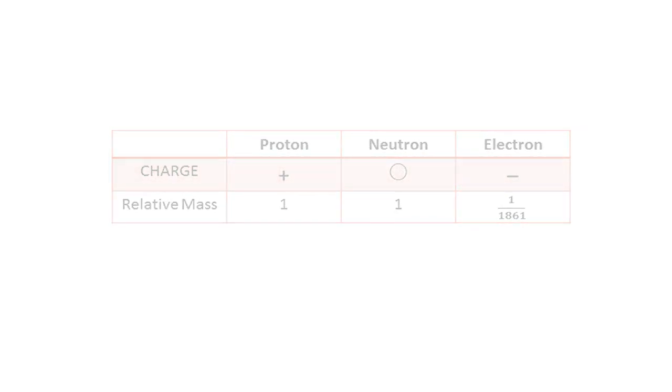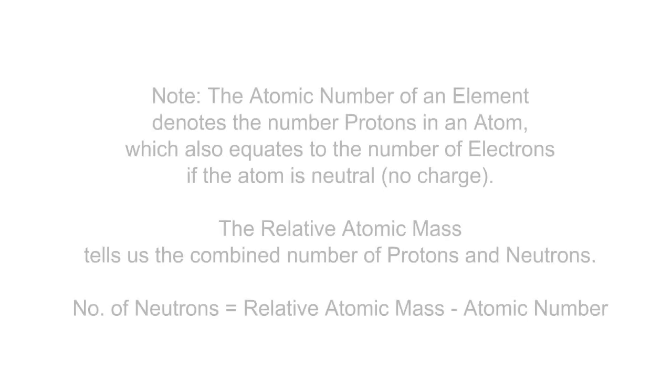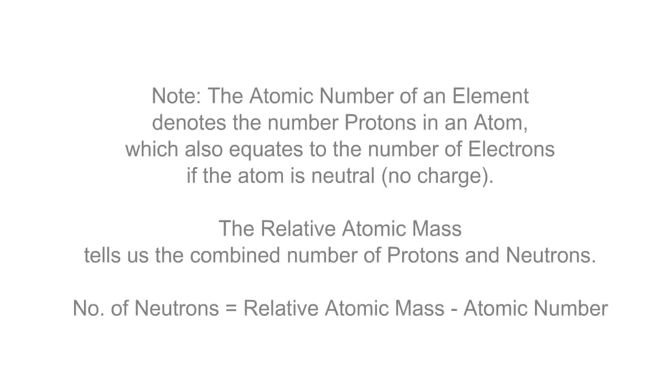You may also want to note that the atomic number of an element denotes the number of protons in an atom, which also equates to the number of electrons, that is of course, assuming that the atom is neutral, which I will expand on in another video.